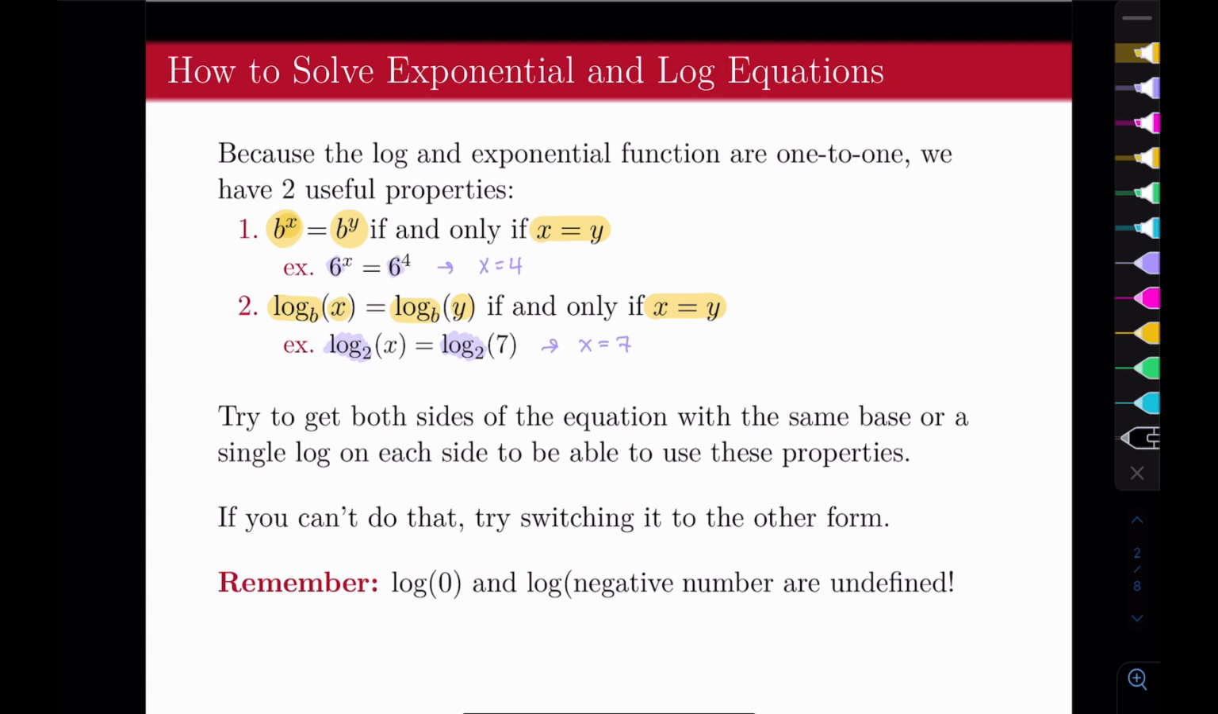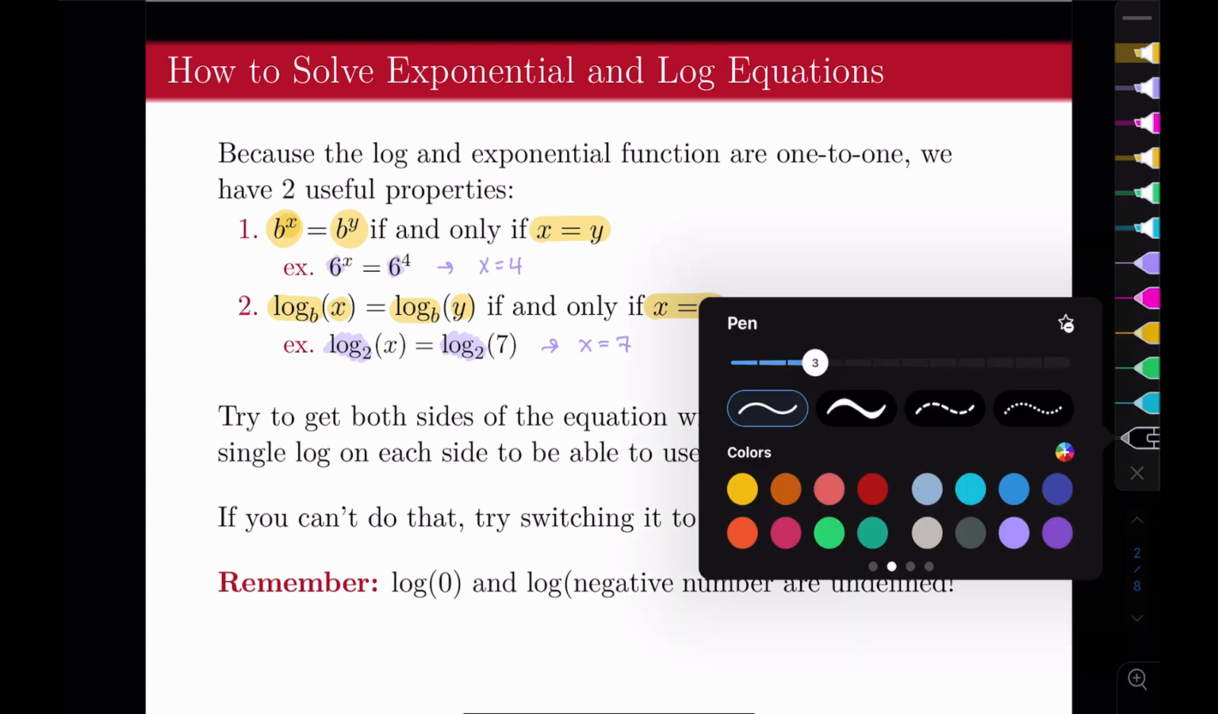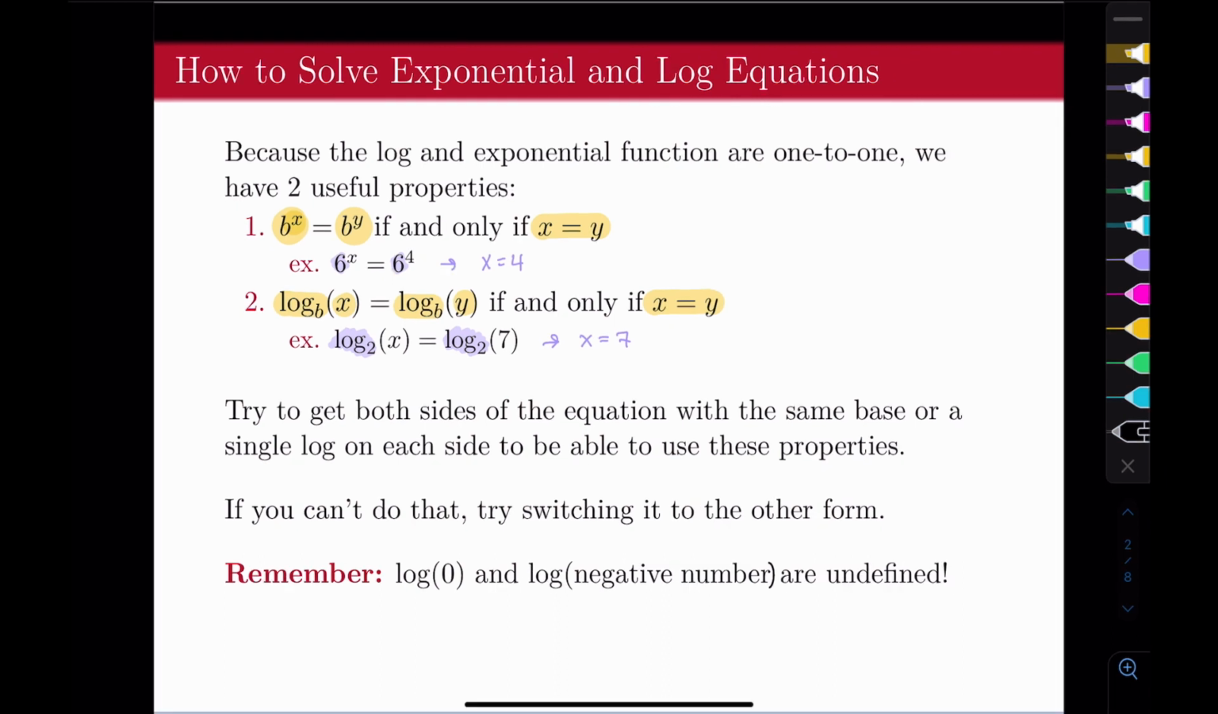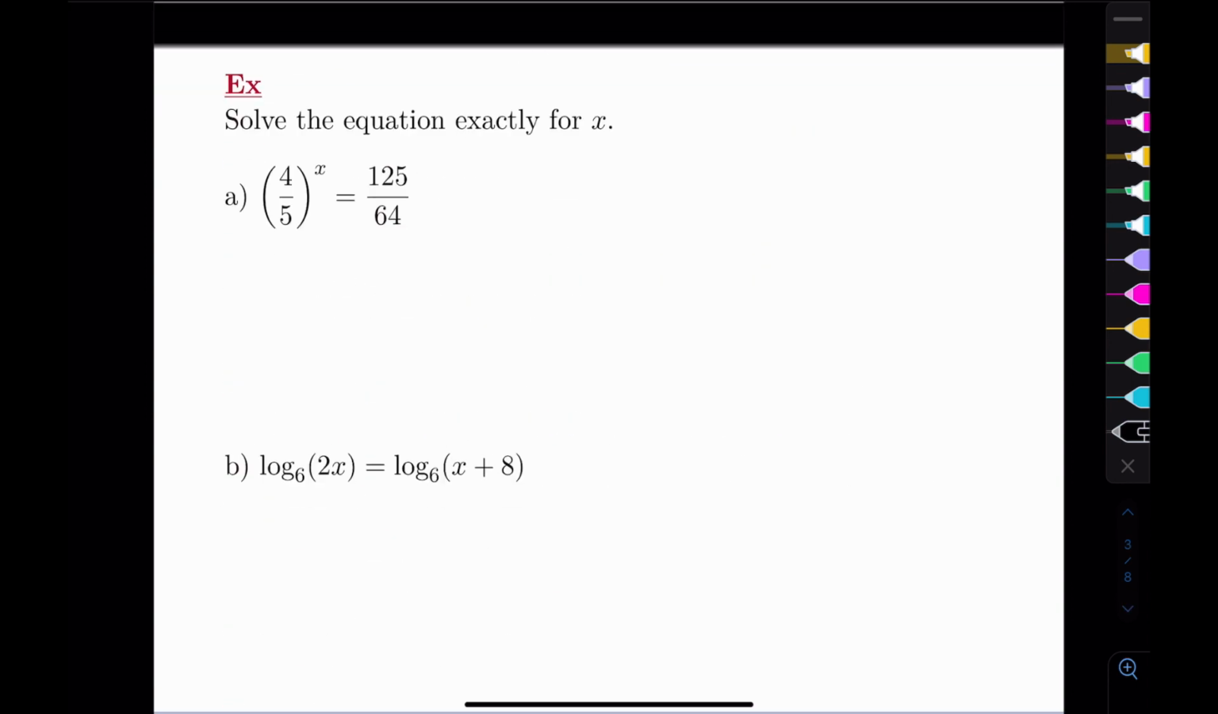If you can't go about this, then what's going to be helpful is trying to switch to the other form. So turn the exponential into log or log into exponential. But the number one thing you have to remember is that log of 0 and log of a negative number are undefined. So anytime that we're dealing with a log equation, we have to make sure that we check our answers, because we want to make sure that it doesn't cause either of these issues. Right? So really the best thing we can do is just try a ton of examples.